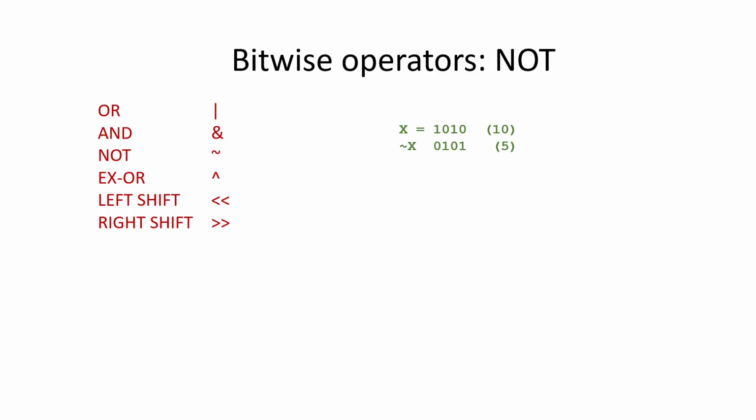So the next one is the not operator. So this is the only unary operator here. Wait, that's not true. Shifting is also, well, it only operates on one variable. All right, so this is the only real unary operator.